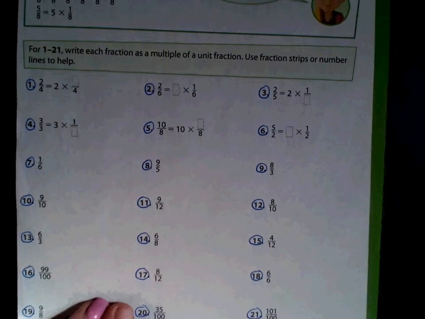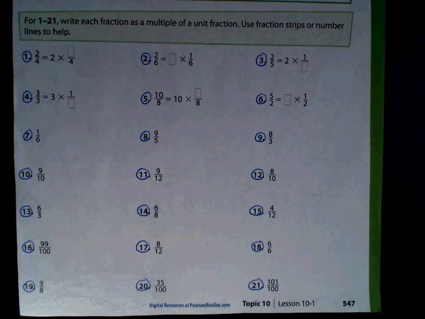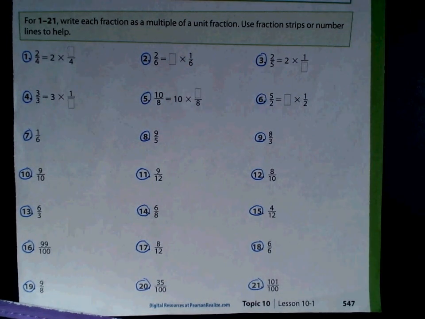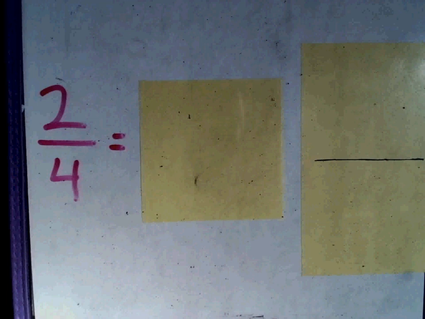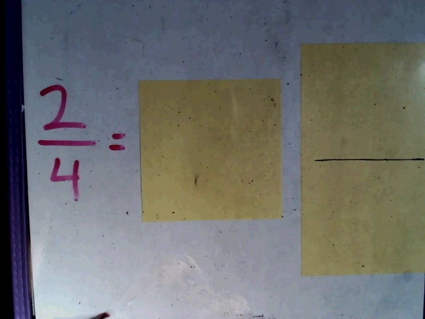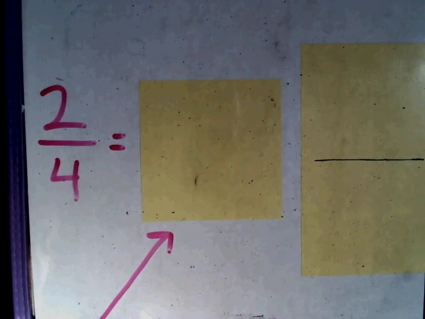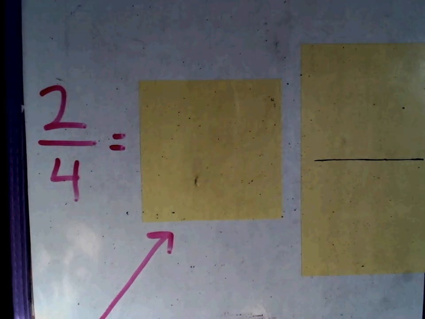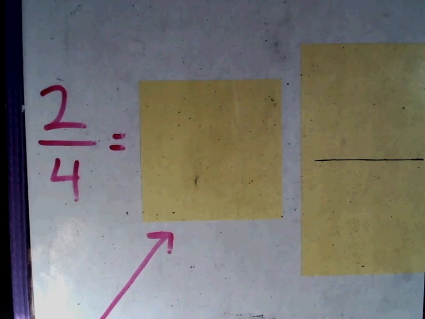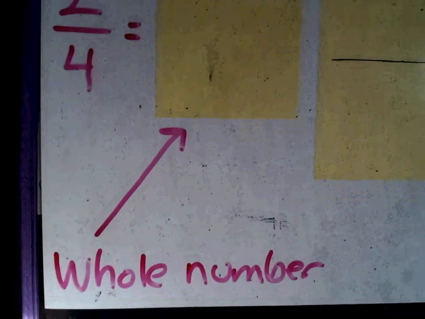For your independent practice today, you'll be completing numbers 1 through 21. I'm going to use the communicator board to make it a little bit larger for you. So for number 1, we have 2/4. Okay. Here, in this first box, you're going to write the whole number, how many copies of that unit fraction you have. And that is also the numerator.